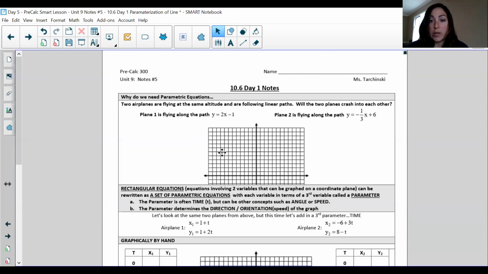So why do we need parametric equations? Let's look at the following example. Two airplanes are flying at the same altitude and are following linear paths. Will the two planes crash into each other? Go ahead and graph these two lines, plane one, plane two, and let's see if they intersect.